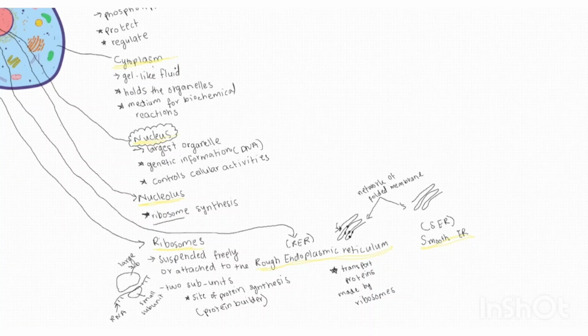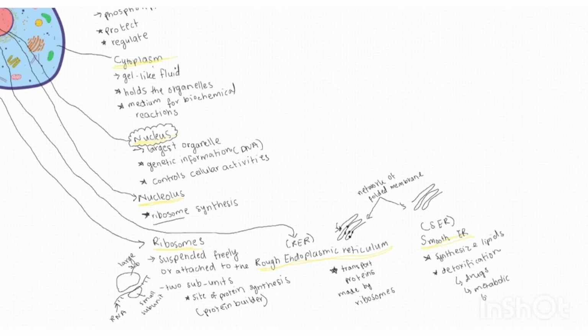Okay, now let's look at the smooth endoplasmic reticulum function. It synthesizes, which means it makes lipids. The functions are very, very different. Again, you see, one transports proteins made by ribosomes, the other one synthesizes lipids, and the smooth endoplasmic reticulum also detoxifies drugs or other harmful molecules in the cell.